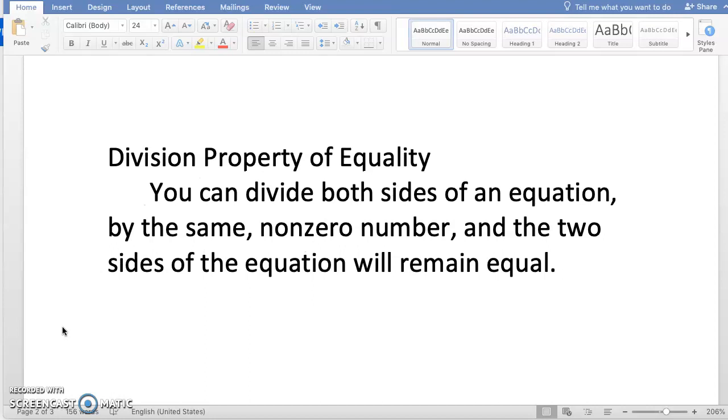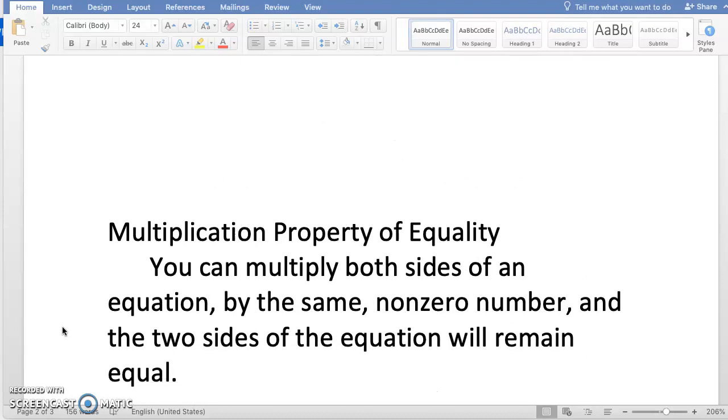All right, we have two important vocabulary words. Our first one is division property of equality. This states that you can divide both sides of an equation by the same non-zero number and the two sides of the equation will remain equal. Make sure you hit pause and you get that in your notes.